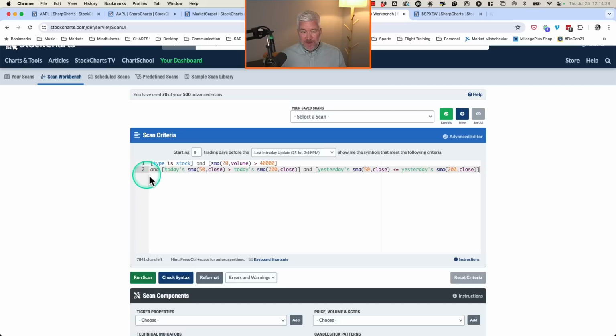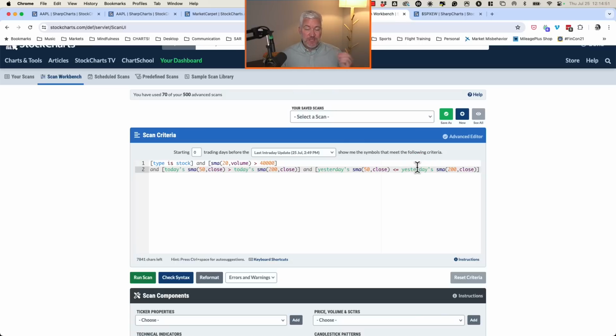And again, you don't have to be a programmer, just read the words and think about what it means. This basically says today's 50-day simple moving average based on closing prices is greater than today's 200-day moving average, right? So today, the 50 is above the 200-day. And one other thing, yesterday, the 50-day needs to be below the 200-day. So yesterday, the 50 was below. Today, the 50 is above.